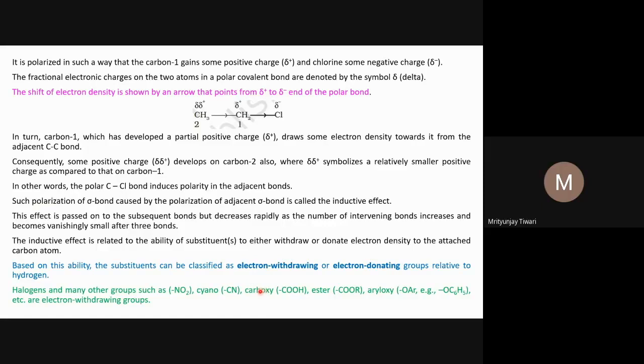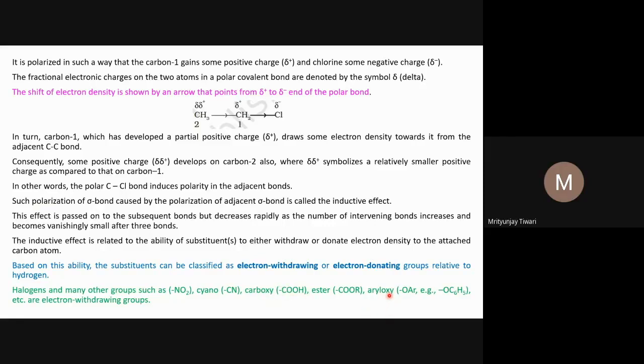The carboxylic acid group, the carboxyl group, C double bond O then OH, has two carbon oxygen bonds, and these are polar bonds. These polar bonds cause polarization of the carbon carbon bonds, and because of that polarization, the inductive effect is created. So this also induces an electron withdrawing effect through the polarity in the carbon carbon bond. We see the esters with a similar analogy one can draw with the carboxyl group.